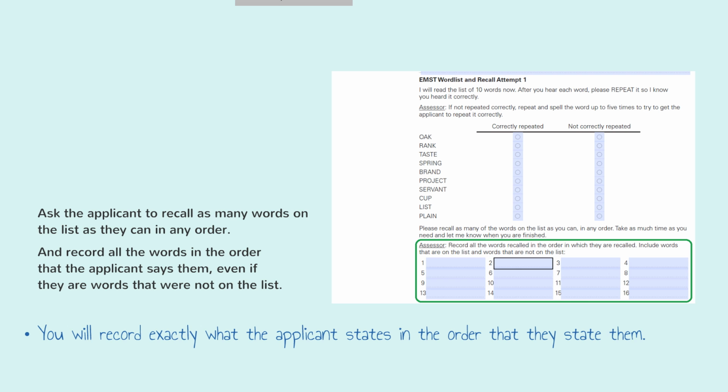If the applicant states brand first, you will record brand in spot 1. If they say monkey next, which is not on the list, you will still write monkey for spot 2. You will record exactly what the applicant states in the order they state them.